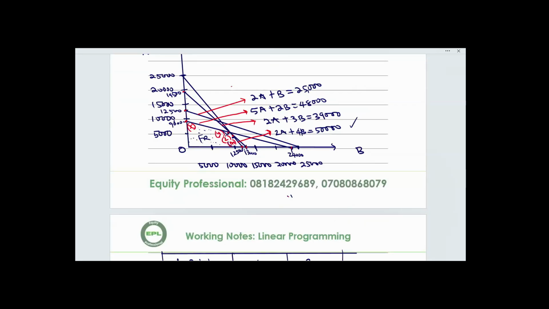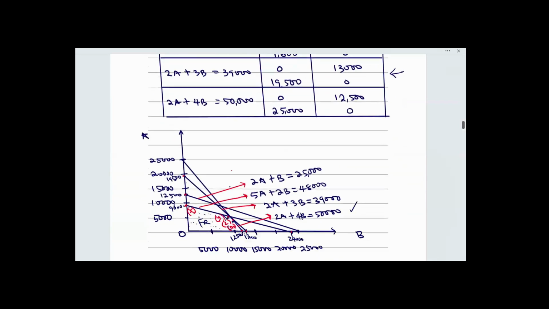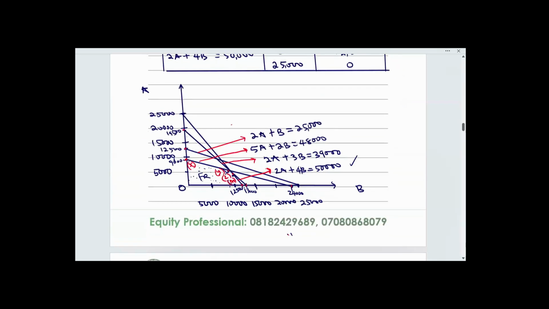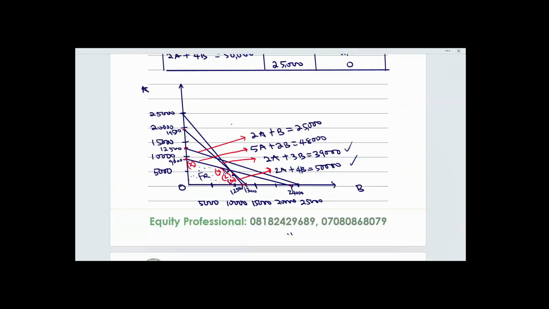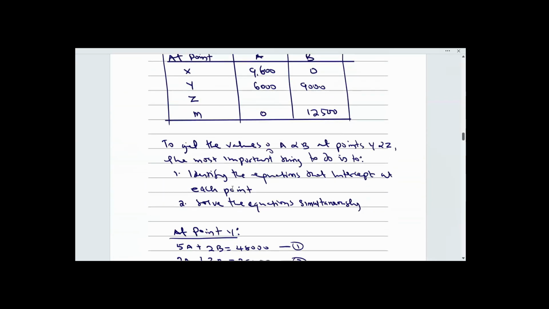Then there is another equation, this equation of 19,500 and 13,000. That's equation number 3, 2A plus 3B. All right, so the last two equations intercepted at point Z. So, which is 2A plus 3B equal to 39,000.